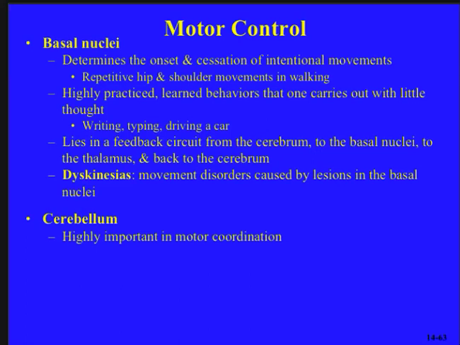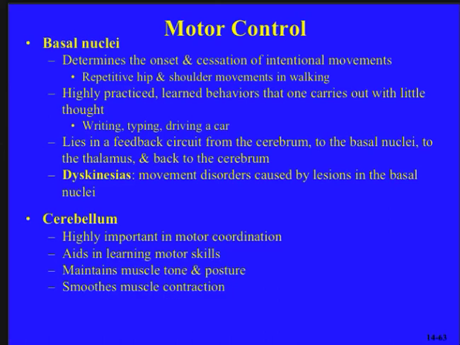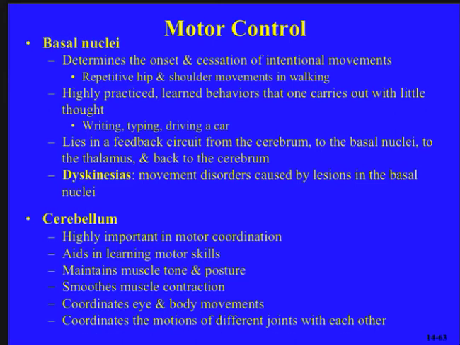The cerebellum is also very important in motor coordination. It aids in the learning of motor skills. It maintains muscle tone and posture, and it smooths muscle contractions while coordinating eye and body movement. Finally, it coordinates the motions of different joints with each other. So remember that the cerebellum is an area of the brain in which your sensory input and your motor output are synced up, so to speak. And the cerebellum looks for areas of disagreement between what you're perceiving and what you're doing and acts to coordinate these things.